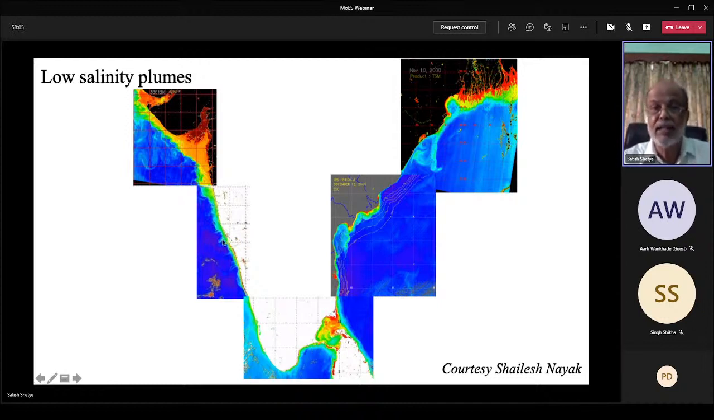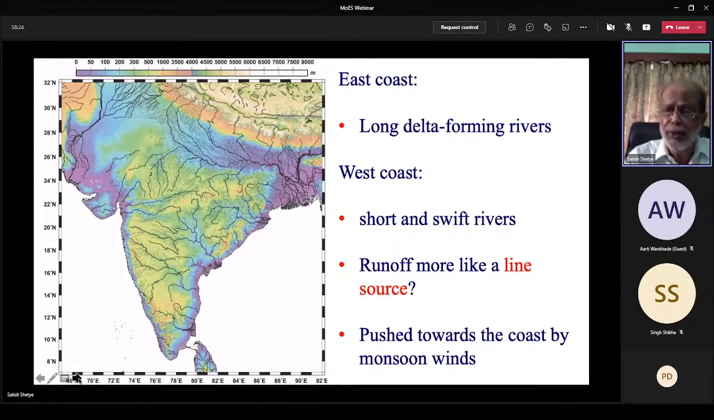Along the west coast, we don't have deltas, but we have a large precipitation occurring because it's a region of high precipitation. And you find plumes forming along the entire coast, something which we have not recorded very well, but known to happen. And I'll show you just one figure to show that plumes carrying low salinity water do form along the coastline. Along the west coast, it is more of a line source because these rivers are small, but they carry enough water to form a plume all along the coast. More importantly, that plume is pushed towards the coast, or should be getting pushed towards the coast, by the southwest monsoon winds.